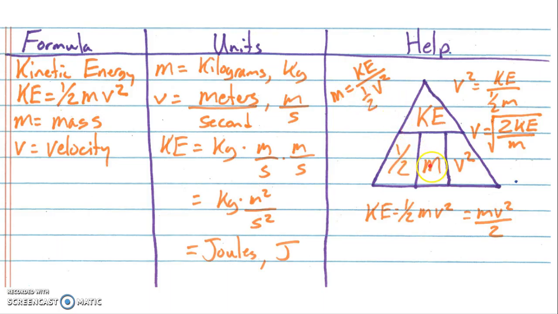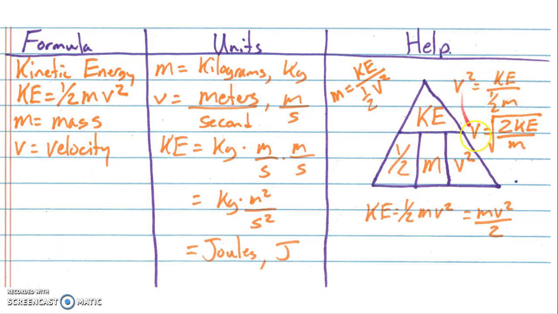We can find the mass. And the mass, we cover it up. We've got kinetic energy divided by 1/2 the velocity squared. Or if we want to solve for velocity, we have to do 2 different things. We have to first of all isolate for velocity squared. So velocity squared is equal to KE over 1/2 m. That's what we've got right here.